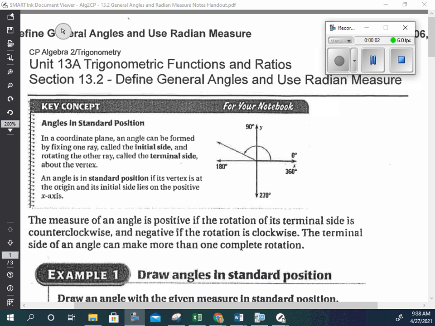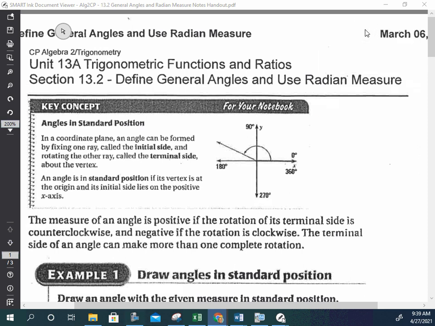All right, good people. So the first couple weeks of trig, we have been focusing exclusively on right triangles. How to find the ratios, how to find missing angles, how to find missing sides. That's what we've been working with. So now we're going to look at trig as it relates to a circle, going around the circle.